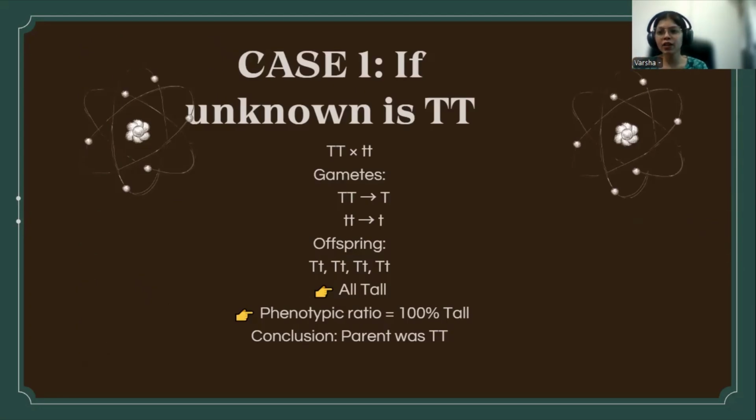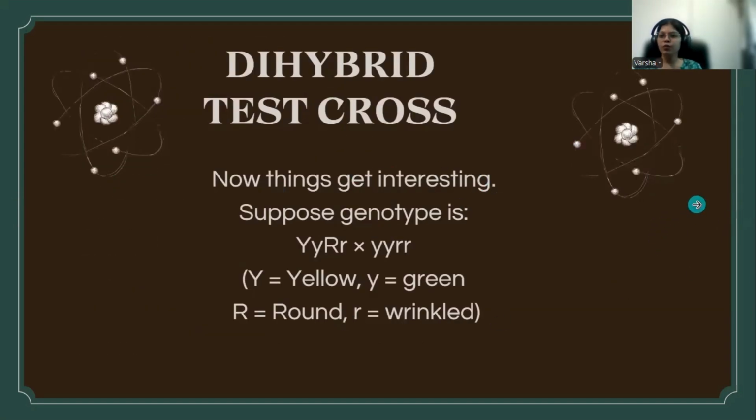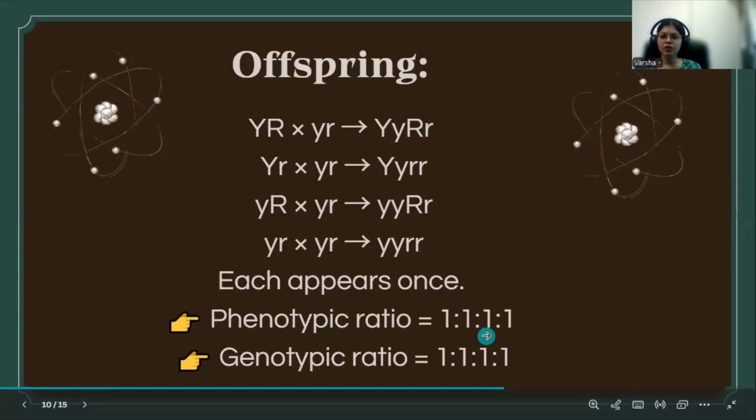So if the plant that we have taken is dominant phenotypically as well as genotypically, that is, homozygous dominant, all the offspring will be tall. Like 100% of the plants will be tall. Dihybrid cross is also performed in a very similar manner. And here the phenotypic as well as genotypic ratio becomes 1:1:1:1.